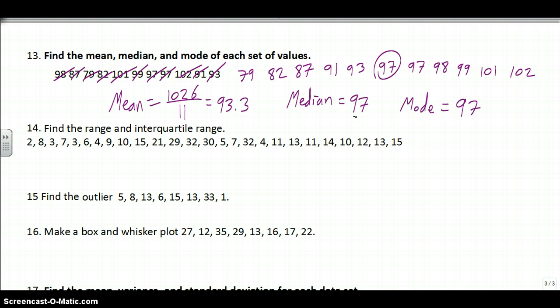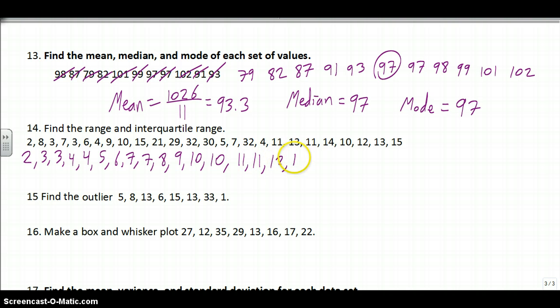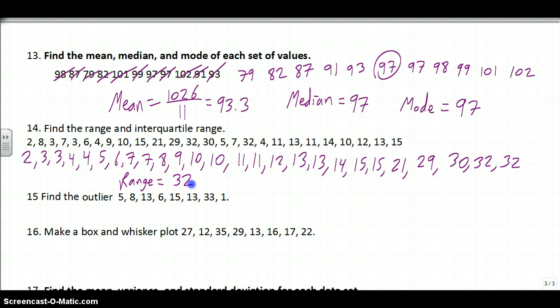Range and interquartile range. This one just takes a little bit of time. I went ahead and rearranged them before the recording. Actually, I think some of you were pointing out this is the same as the day 1 review, but you might not notice that. Anyway, the range, you take highest minus lowest. The highest number is 32, the lowest number is 2, so you get 30. So the range is pretty easy to get. The interquartile range is a little bit more of a bear.